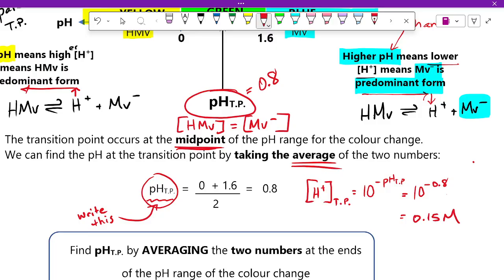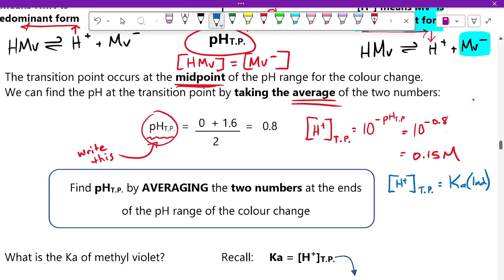if we know hydrogen at the transition point, what else do we know? Well, we do know that, but what are we trying to find? What is special about hydrogen at the transition point? Hydrogen at the transition point is equal to Ka of the indicator. Okay? And so that is equal to, Ka is equal to 0.15.